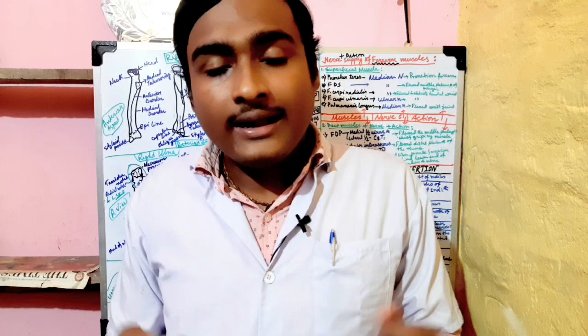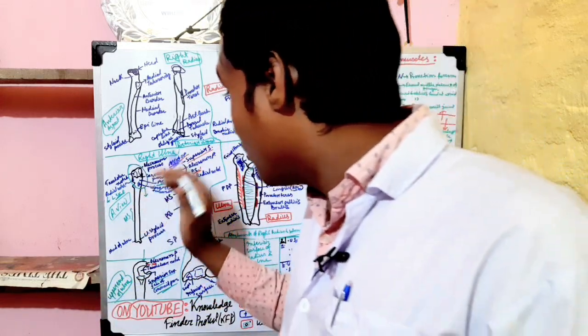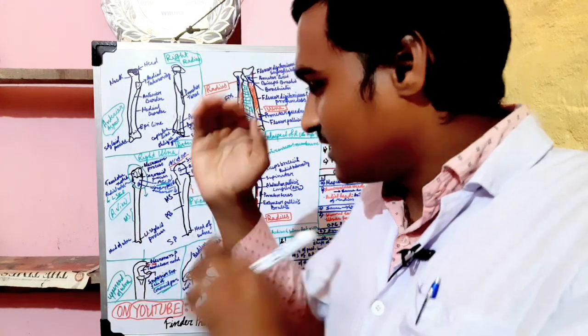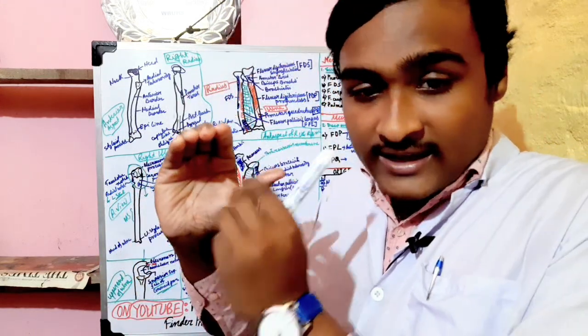How can we identify the ulna? We can identify the ulna by its hook-like structure. The upper end is a hook-like structure. Here you can first see the olecranon process. There is a trochlear notch, and this is the coronoid process.